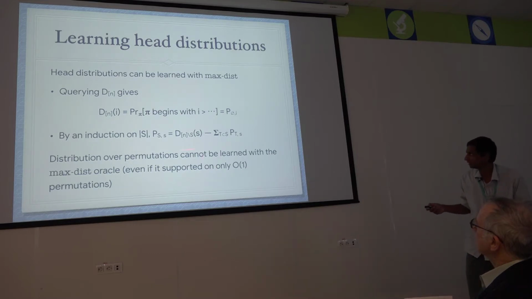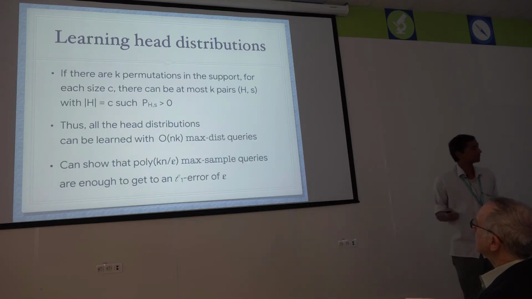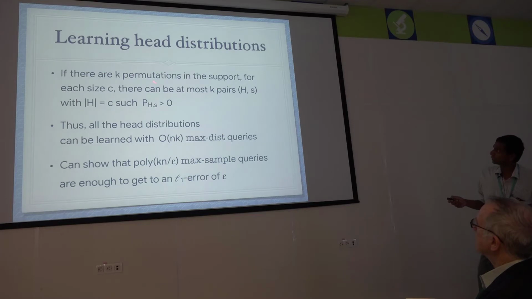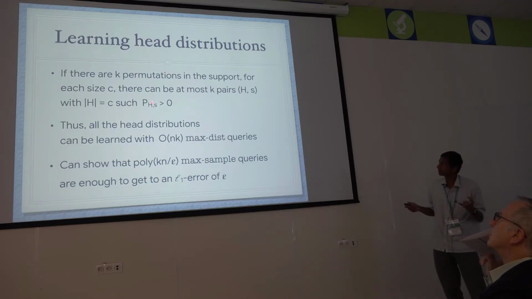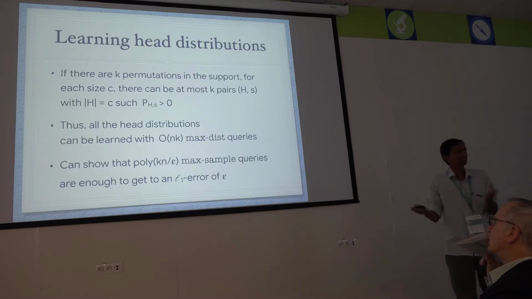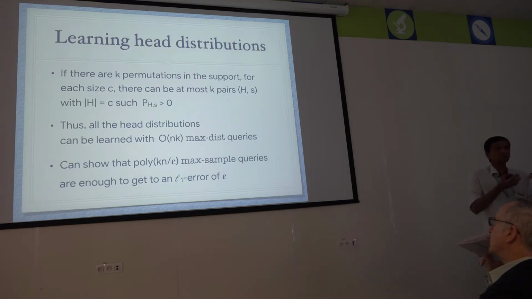This still says that there are many times you need to query the oracle, but that's where the assumption about the support comes in. You can show that if there are only k permutations in the support, then there are at most k pairs of head distributions which are non-zero. That's the key point. So making this assumption, I can learn these things efficiently in terms of support size. Basically, head distributions give you a way to go from arbitrarily, exponentially many slates to some quantity that's non-zero only for support size. That's a way to think about it.